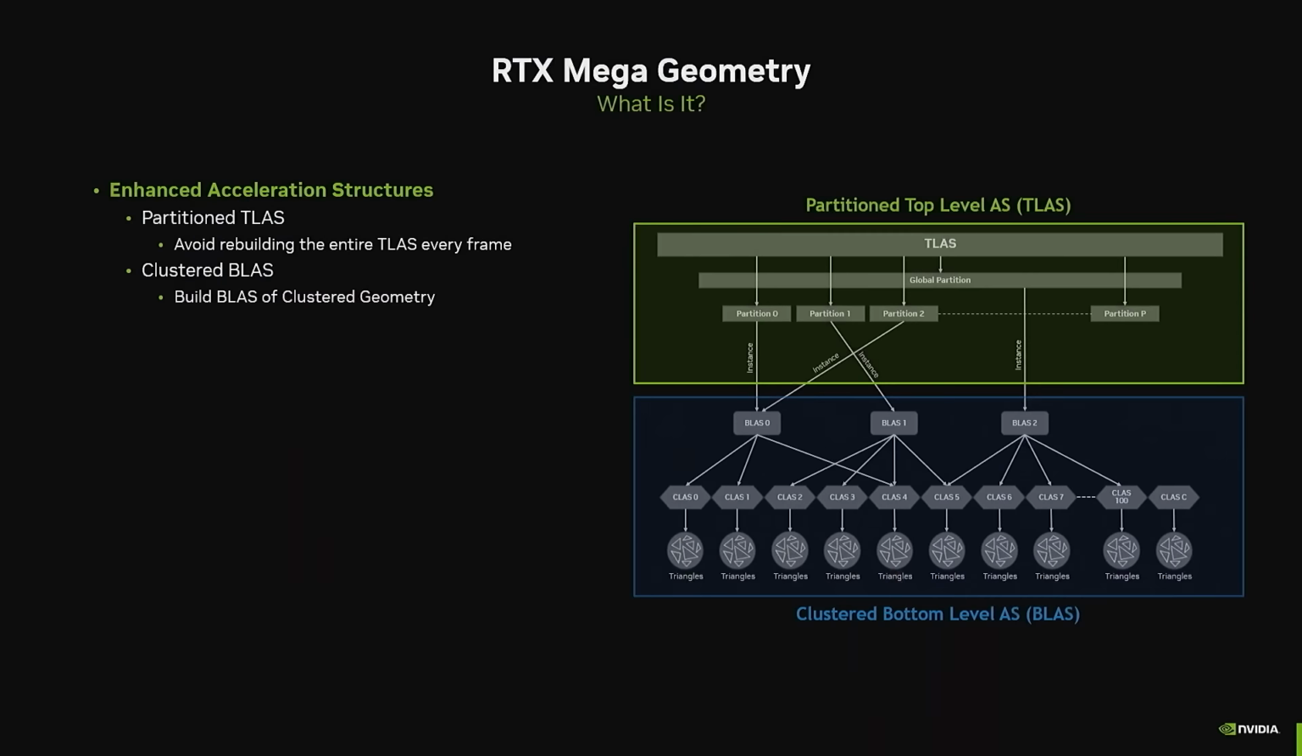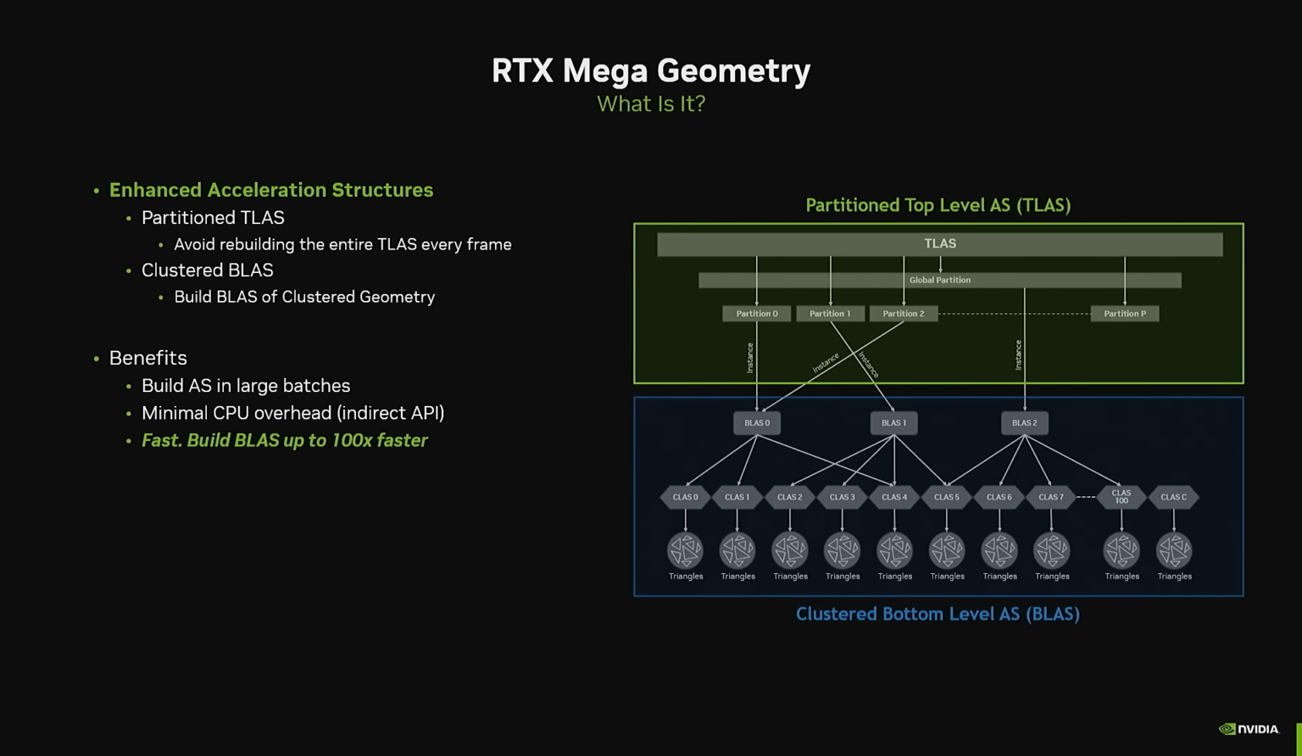So what is mega geometry? Ultimately, it boils down to enhanced acceleration structures. There are two main features. The first is called partition TLAS, and this modifies the top level of the acceleration structure, and it makes it so you can avoid rebuilding the entire top level every frame. And then there's the clustered BLAS. This is for the bottom level, and it gives us the ability to add a new type of acceleration structure called the clustered BLAS, or clustered level acceleration structure. I'll talk about that a little bit more next.